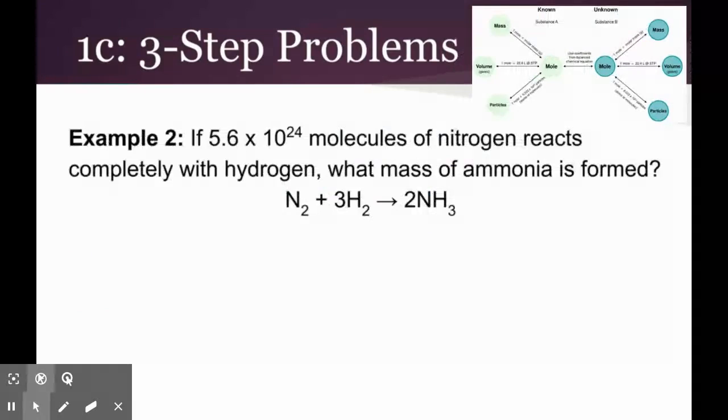Example number 2 says if 5.6 times 10 to the 24th molecules of nitrogen reacts completely with hydrogen, what mass of ammonia is formed? So here we are starting off at molecules of nitrogen, and we want to find the mass of ammonia formed. So we're going to go from molecules to moles of nitrogen, then moles of nitrogen to moles of ammonia, then from moles of ammonia to grams of ammonia. So write your given information.